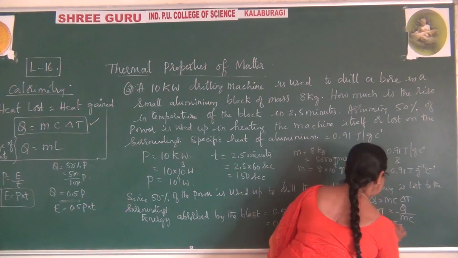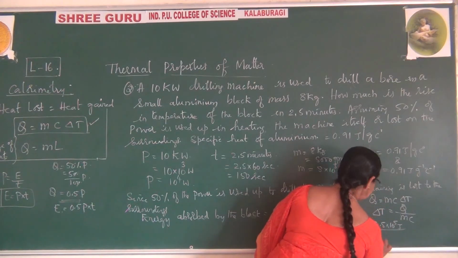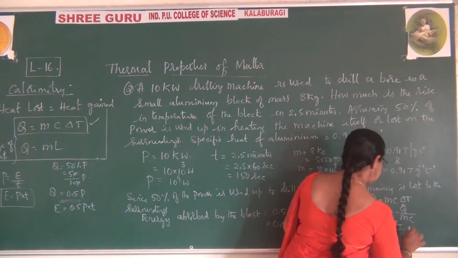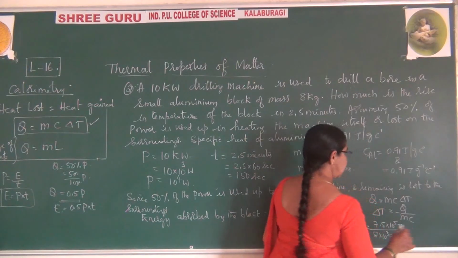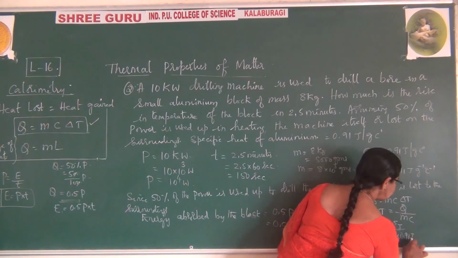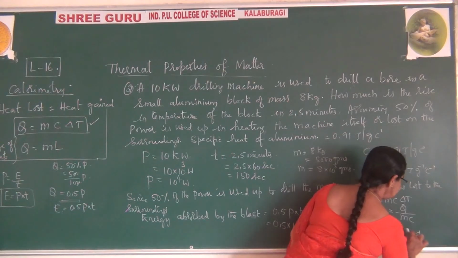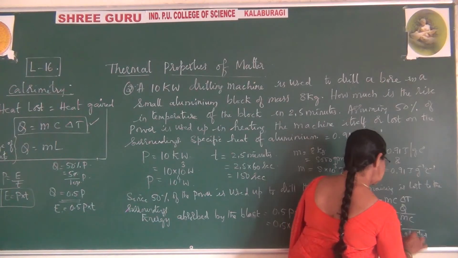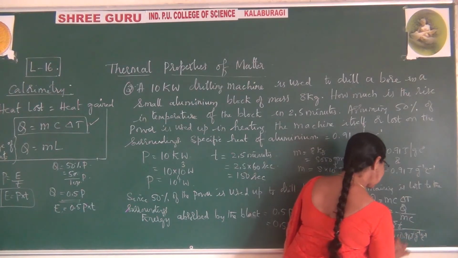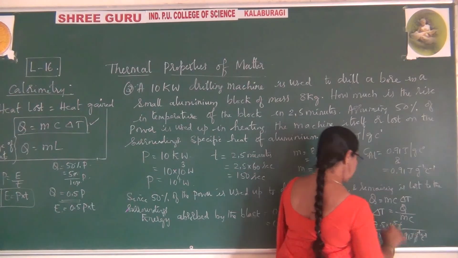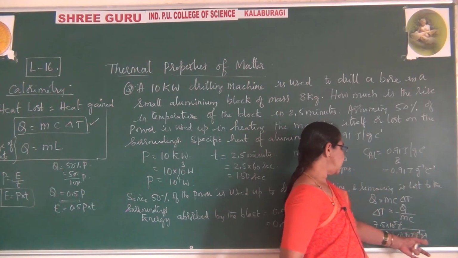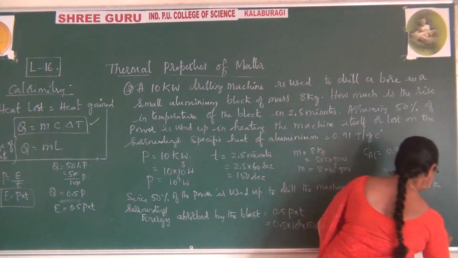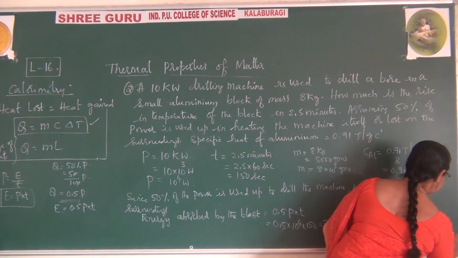I'll write M as it is, that is 8 into 10 raised to 3 grams, and this C is equal to 0.91 joules per gram per degree centigrade. So joules gets cancelled, gram gets cancelled, all the remaining is converted, and the degree centigrade in the denominator comes to the numerator. You get 103 degree centigrade.